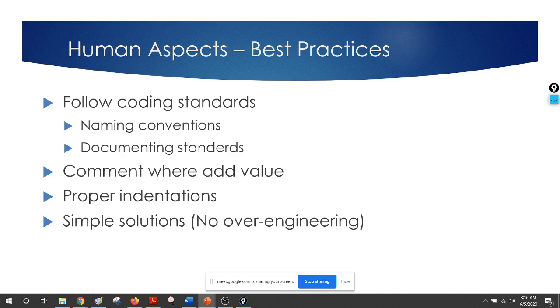Right. So there are some best practices when it comes to building the engineering mindset. So there are some best practices. Follow the coding standards, right? So like naming conventions, documenting standards, follow those things, because otherwise things are going to be really messy.